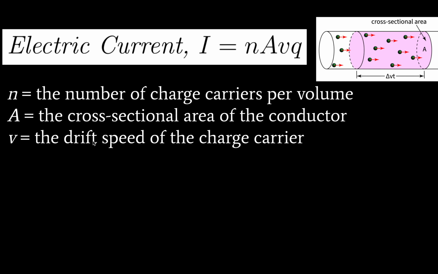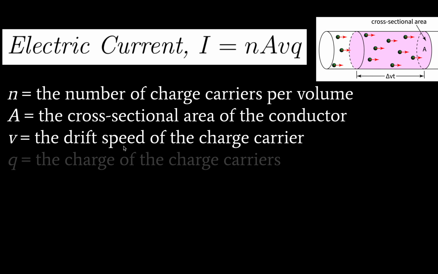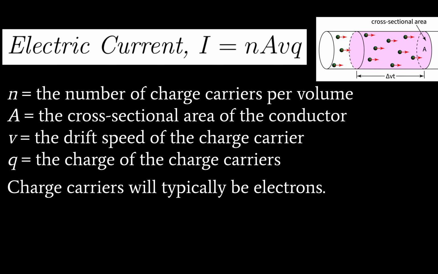The average velocity here is what we call the drift speed of the charge carrier, okay? So this is how quickly the electrons are moving, and this is a net velocity, okay? So there's still some random movement of electrons, but they will have a single kind of net velocity, which is the sum of all of their velocities. Okay, Q is the charge of the charge carriers, and again, our charge carriers are electrons, so Q most of the time is going to be the fundamental charge.